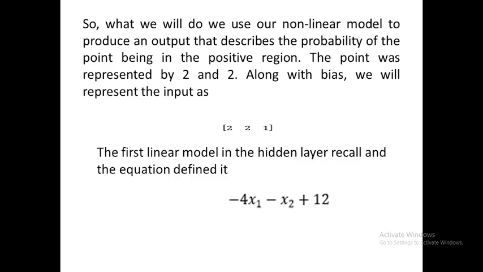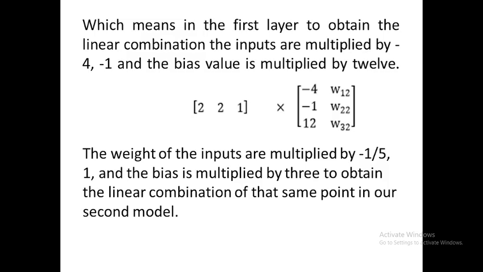After substituting these values in the equation, we will get this. Which means in the first layer, to obtain the linear combination, the inputs are multiplied by minus 4, minus 1, and the bias value is multiplied by 12. So once these weights are multiplied, what will we get? Minus 4, minus 1, 12, W12, W22, W32. The inputs taken are 2, 2, 1.